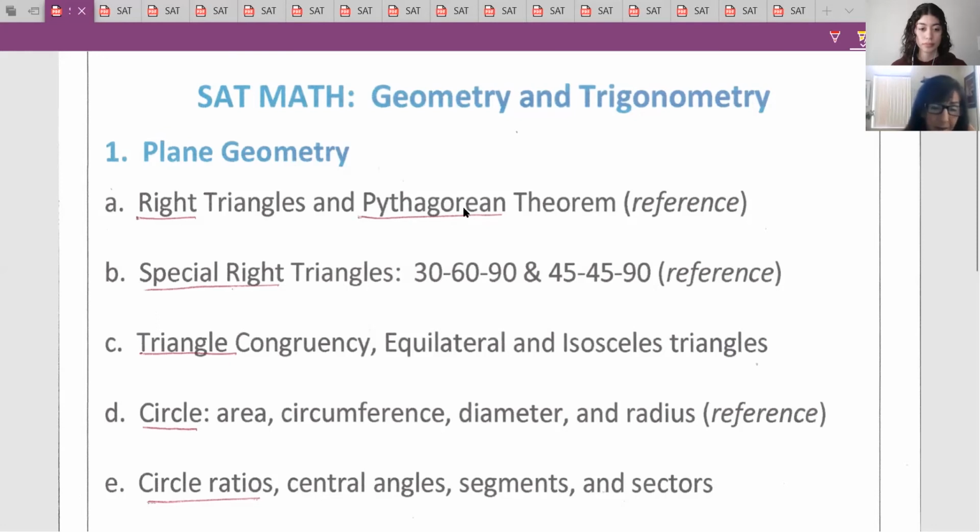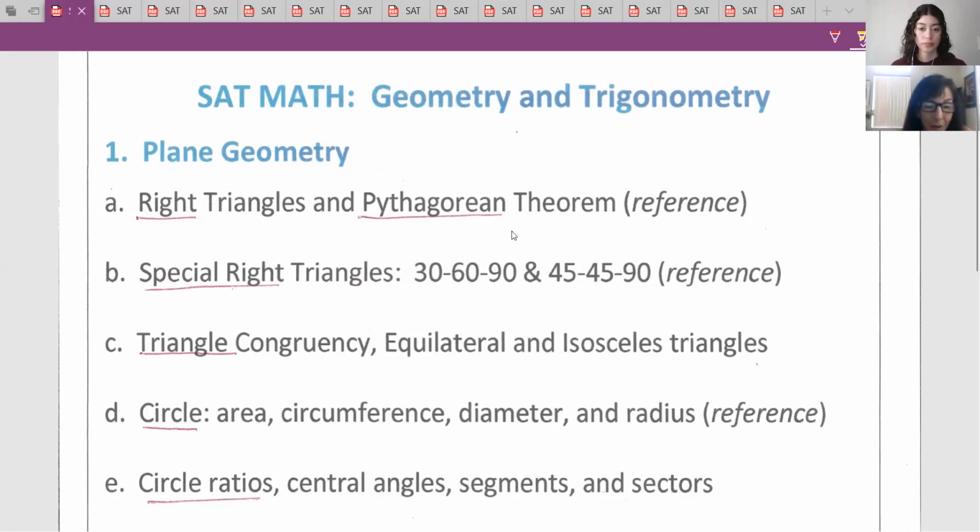Also, you'll find on the test special right triangles, the 30, 60, 90, and the 45, 45, 90, and the relationship between the sides. It is, again, in the reference chart, but you're going to know it by heart so that you spot it when you see it.